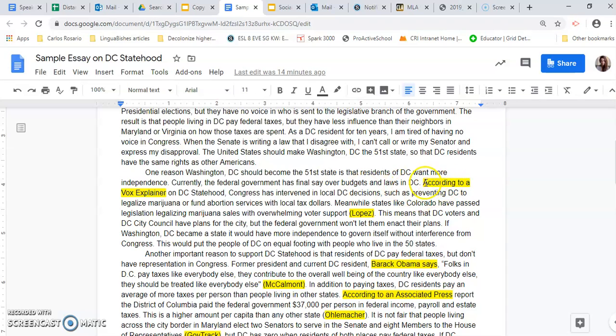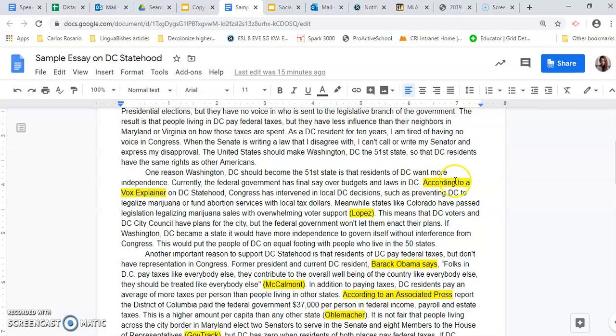So I've used the phrase according to a Vox explainer. This is the publisher, and I give my evidence. I've paraphrased it. I've said it in my own words. And then at the end of that evidence, you can see I have parentheses with the name Lopez inside the parentheses. That's because Lopez is the name of the writer, the person who wrote this article on Vox. So this information comes from this publisher and this person.